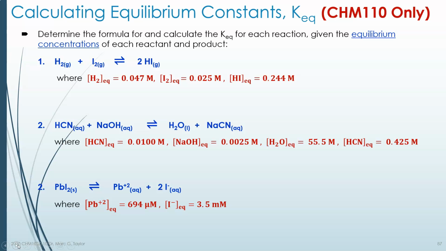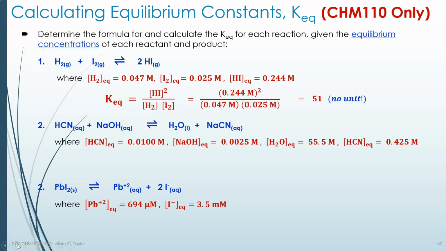Well, the first thing we have to do is create our equilibrium expression. We put our products on the top, raised to their appropriate powers. We put our reactants on the bottom, raised to their appropriate powers, which happen to both be 1. And these can then be just populated with the numeric values shown above. So we put in the concentrations for each of the 3. Don't forget to square the HI concentration, and you end up with a value of 51.